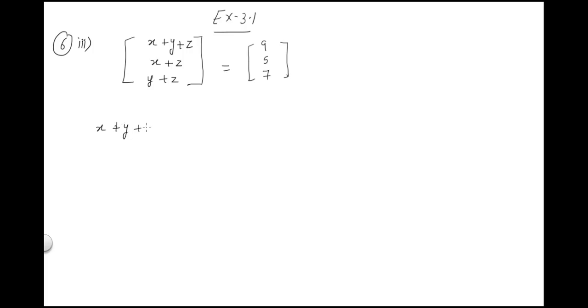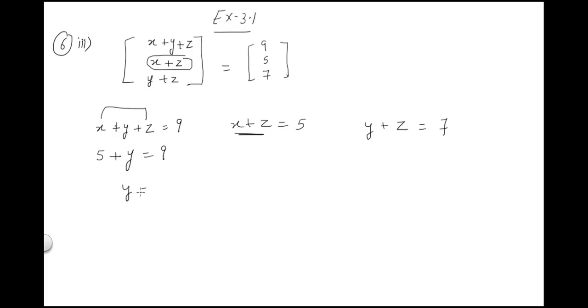x plus y plus z is equal to 9. So x plus z you see is equal to 5, and the third thing that we notice is y plus z equals 7. So just see, putting x plus z as 5, we get 5 plus y equals 9. So y will be equal to 9 minus 5, hence y is equal to 4. Now, using the value of y as 4, in this equation, we can write 4 plus z equals 7. That means z is equal to 7 minus 4, which gives us 3. So, the value of z is 3.